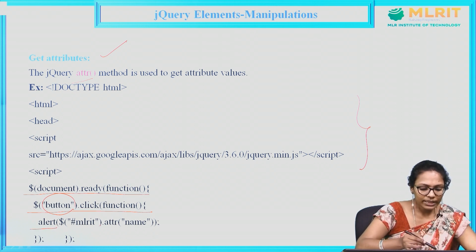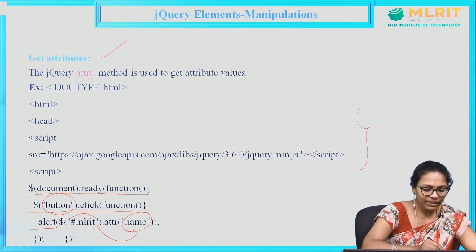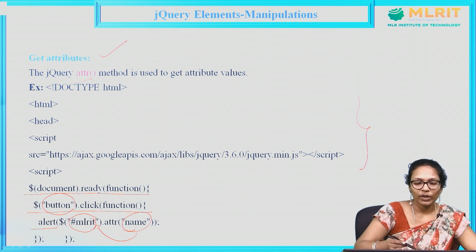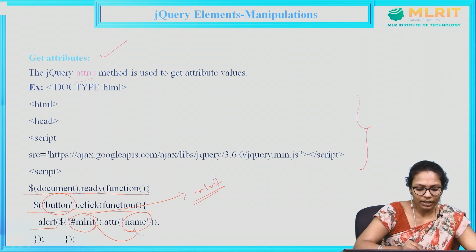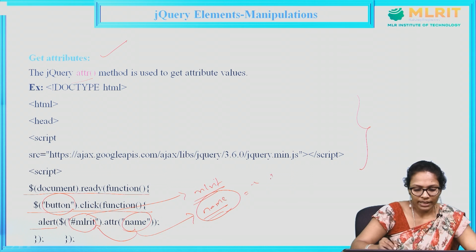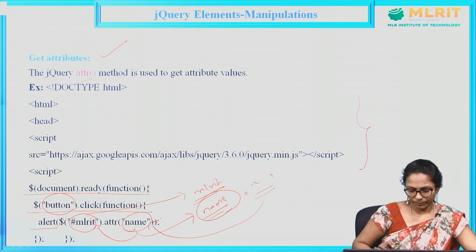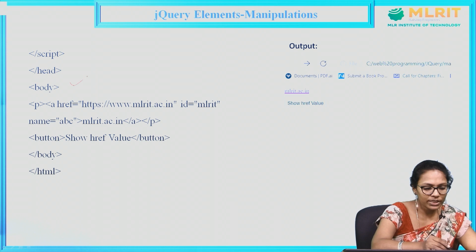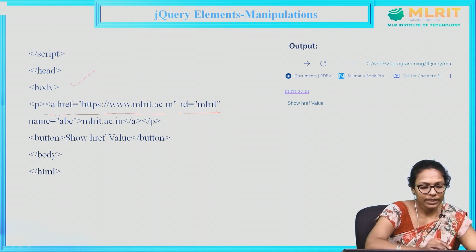It is retrieving the name attribute of the element which has the ID MLR-IT. That element has an attribute called name, and whatever the name is, that will be retrieved here. Let's see what the element is. In the body section, I am creating an anchor element. For this anchor element, I am giving href, ID as MLR-IT, and name as ABC, followed by a button.